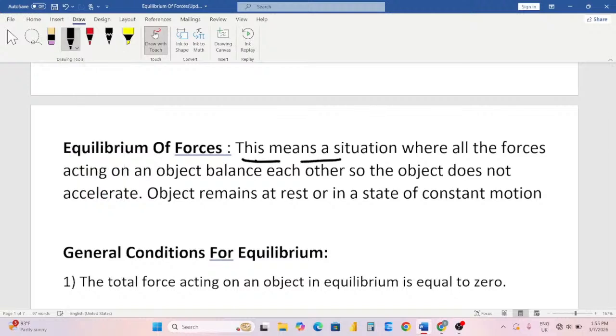This means a situation or a state of a system where all the forces acting on an object balance each other, so the object does not accelerate. So basically saying when an object or a body has attained equilibrium and either remains in its position or maintains a constant state of motion. So basically the object would be balanced.